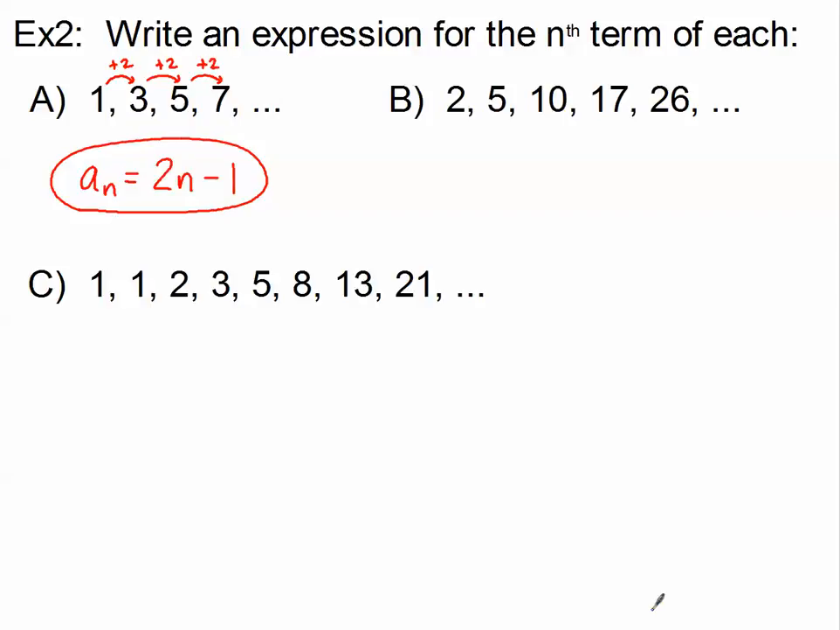Let's look at part B. This time we've got 2 to 5 to 10 to 17 to 26. This is not arithmetic because we're not adding the same number. We're adding a 3, then we're adding a 5, which obviously is not the same, then a 7, and then a 9. So it's almost like there is a pattern in what we're adding. And the 3, 5, 7, and 9 that we're adding, yes, that is an arithmetic pattern, but that is not an arithmetic pattern with the terms that we're talking about, 2, 5, 10, 17, 26.